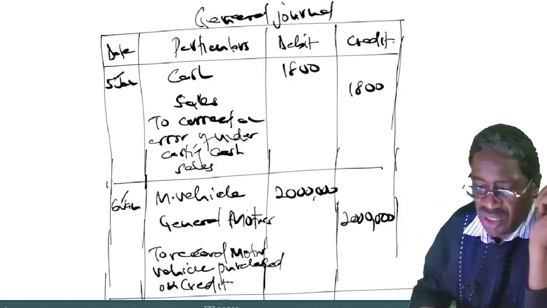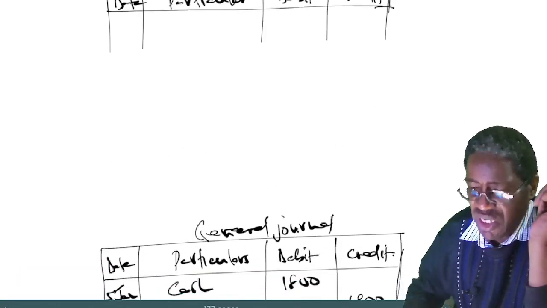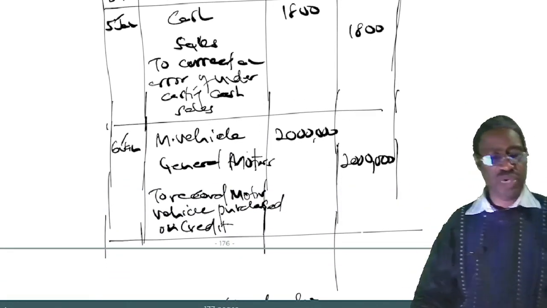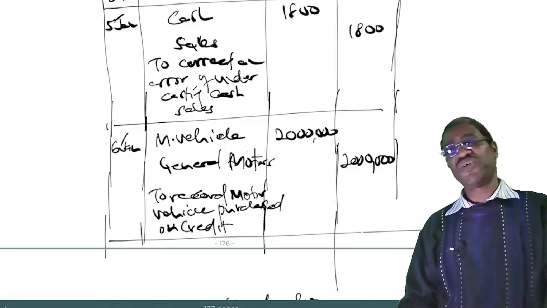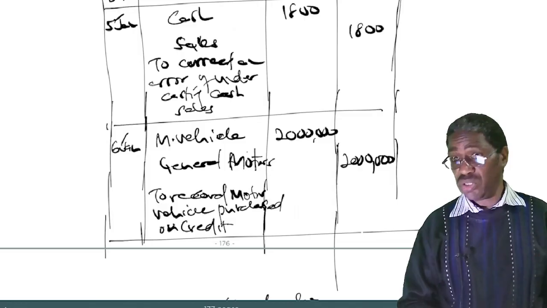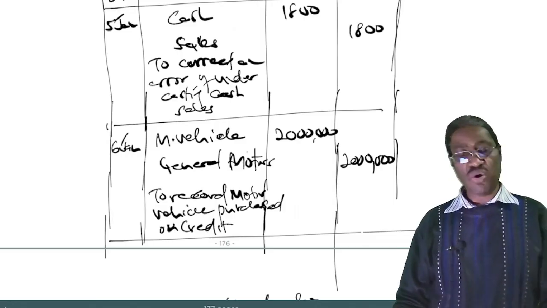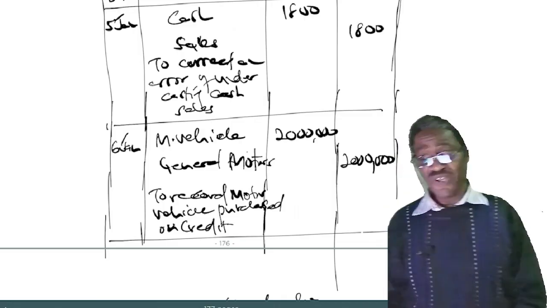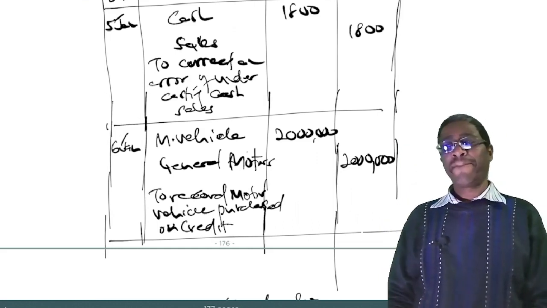So number two, the 6th January one, I have debited motor vehicle because I bought it on credit. I've credited General Motors by 2 million. Then I've recorded the transaction there, which we have said to record motor vehicle purchased on what? On credit. Good. Finish now. So we are through.